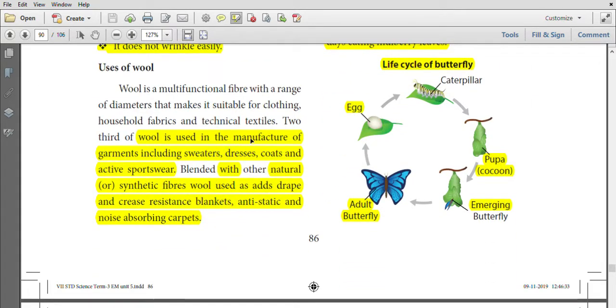Wool is used in the manufacture of garments including sweaters, dresses, coats and active sportswear. With natural or synthetic fibers, wool is used as earth traps, grease resistant blankets, anti-static and noise absorbing carpets.